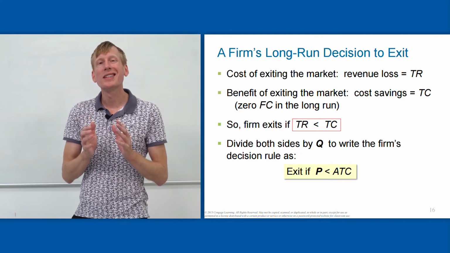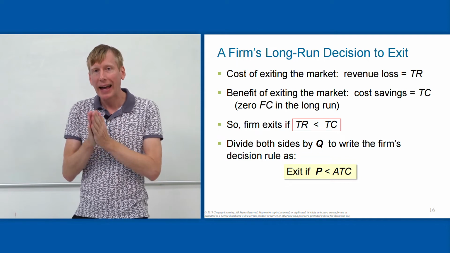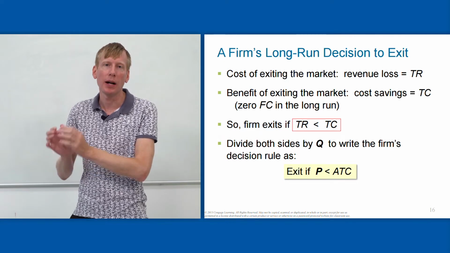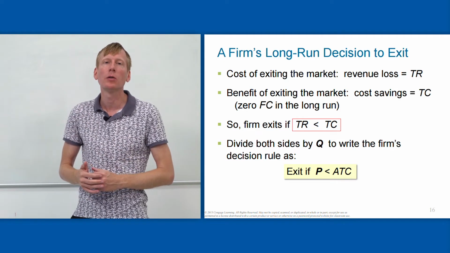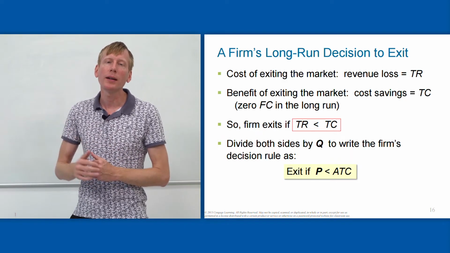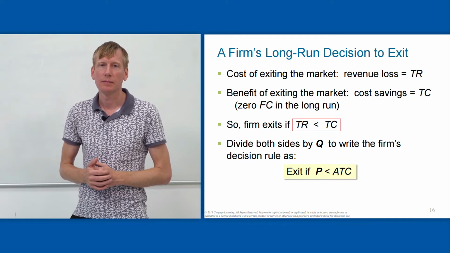Now, this firm should decide to exit in this case whenever their profit at that point, where they're maximizing their profits by producing where marginal revenue equals marginal cost, is negative. They should exit the market if at that point price is still less than average total cost.